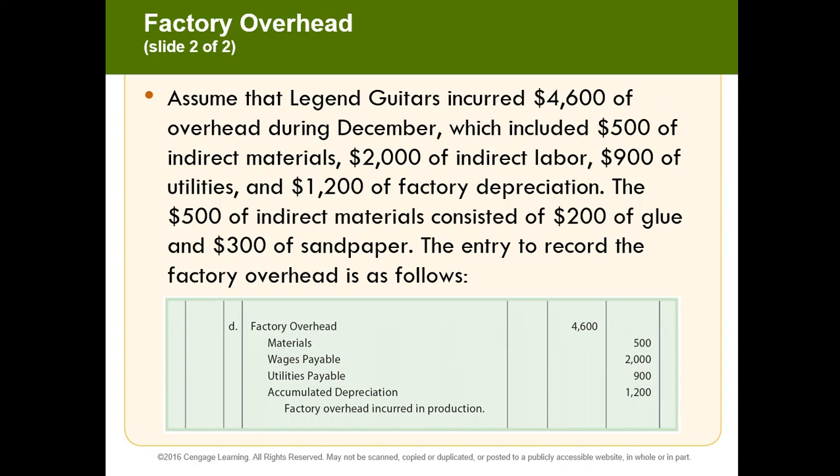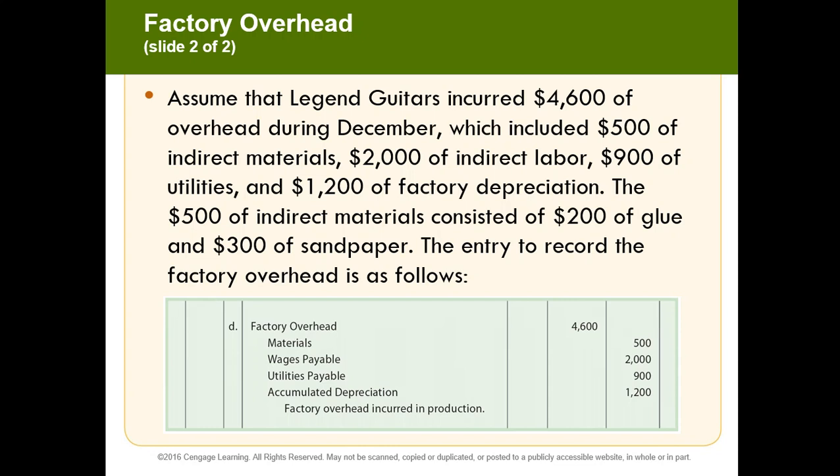The $500 of those indirect materials, right, it tells us exactly what it is, $200 worth of glue, $300 worth of sandpaper. So our journal entry to get that recorded, there it is, there's factory overhead. Now factory overhead is an expense. As our expenses increase, we're going to debit that expense. So there's that debit to factory overhead expense. And there's a credit to everything else. There's a credit to my raw materials inventory. I've pulled $500 worth of raw materials out of my materials warehouse. So there's a credit. It shows it coming out of my materials inventory. And there's my wages payable, utilities payable, and there's my accumulated depreciation.